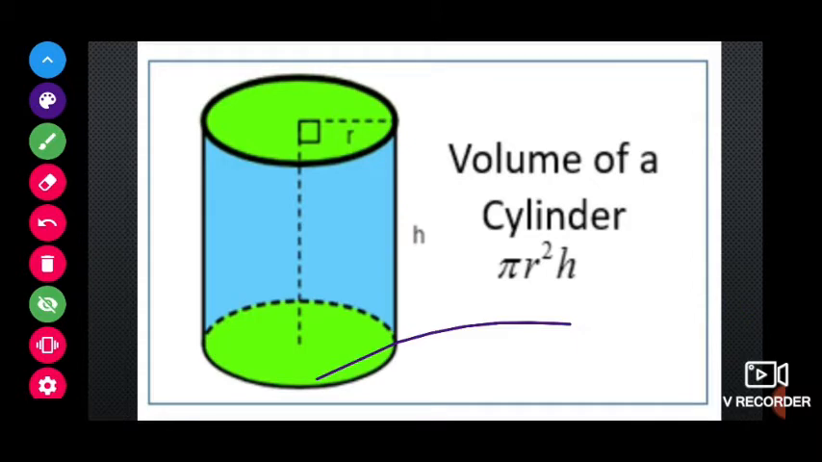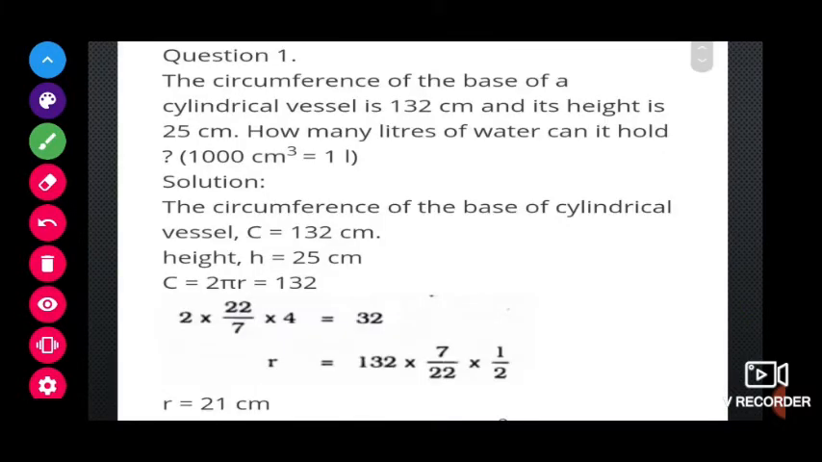Now, we will see the exercise which will be related to the cylinder. The circumference of a base of a cylinder vessel is 132 centimeter and its height is 25 centimeter. How many liters of water can it hold? Then as we know already, 1000 centimeter cube is equal to 1 liter.